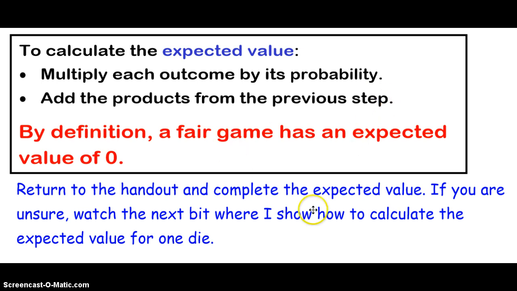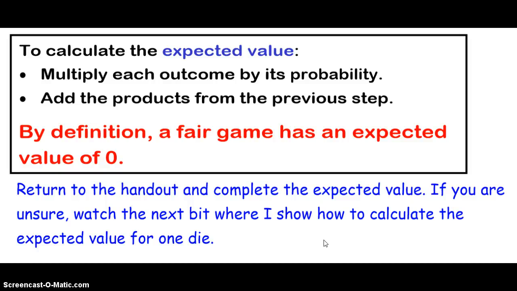Now here's something we want to remember as we move through this unit. By definition, when we talk about a fair game, its expected value is 0. Anything that is different from 0 means it favors one outcome or another. So in a game, for example, it might favor one player versus the other player.